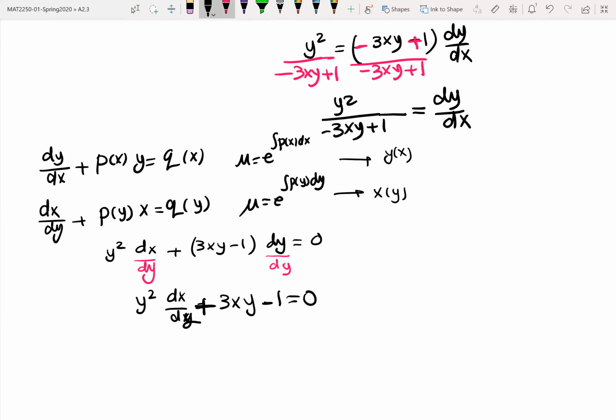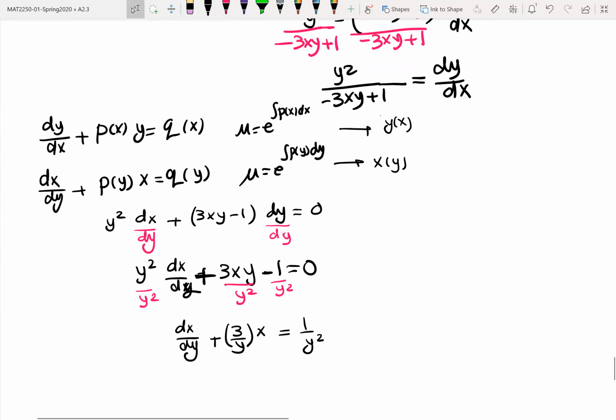So I don't need to have the y squared. I have to divide by y squared. So that gives me dx dy. I need a function of y, so this is 3 divided by y, and then x by itself. And then the other side is 1 over y squared. Looks good.